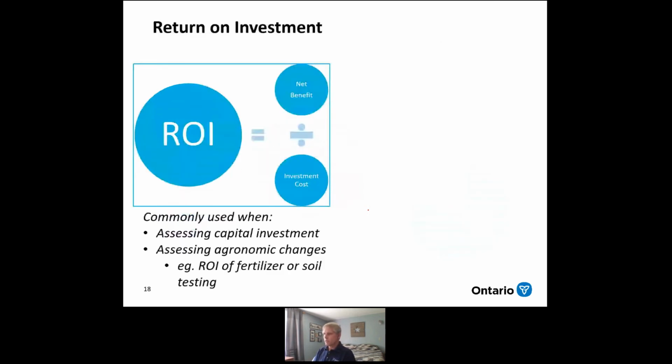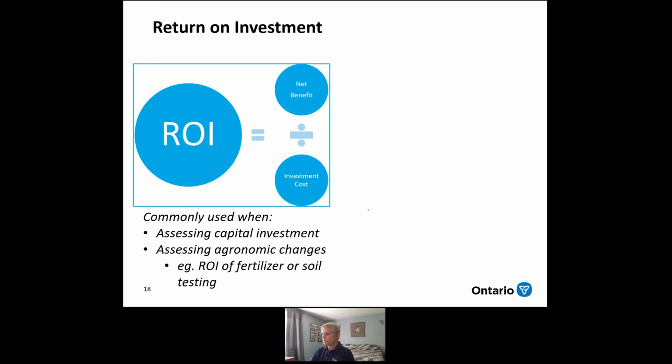The return on investment considers the life of the asset, or the life of the benefits that accrue over time. So it is then a little better at capturing the return on investment beyond just the payback period. So it's considering the life of that asset, and it's commonly used for capital investment, but it also is, I'm sure you've heard of, maybe input suppliers or folks that talk about return on investment in fertilizer, or return on investment in soil testing. So you can use it for agronomic changes or input changes.